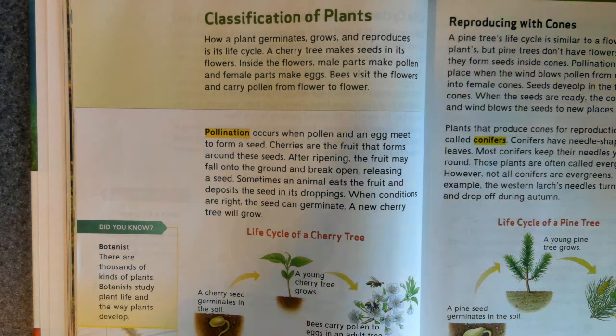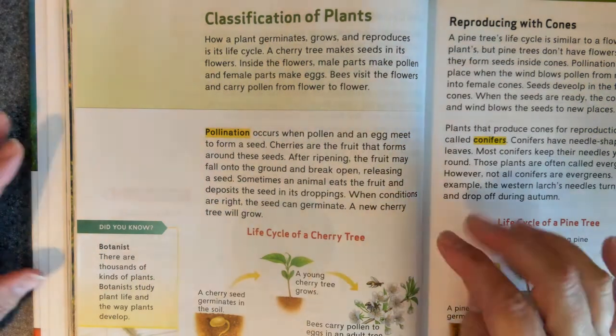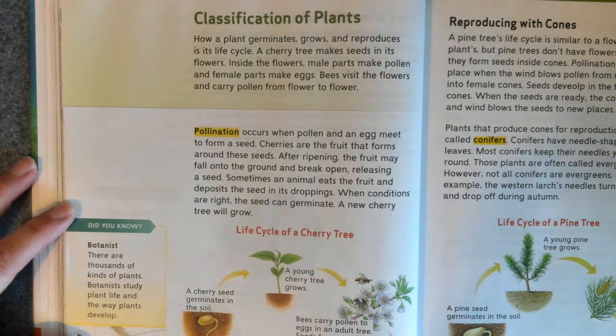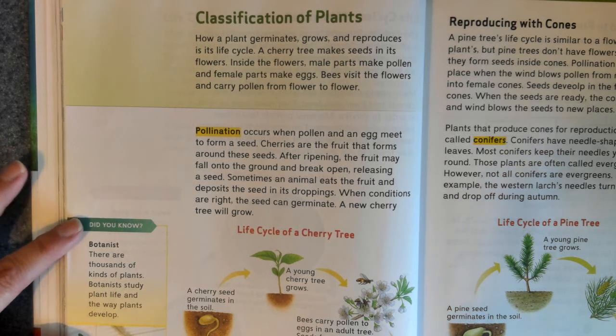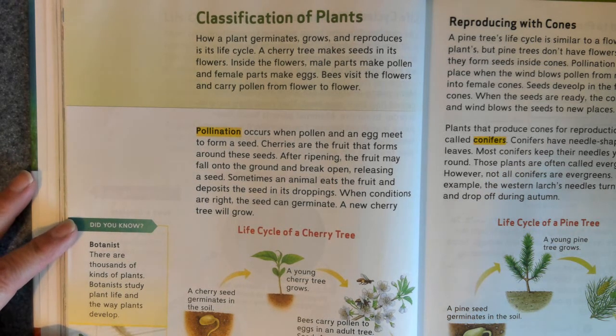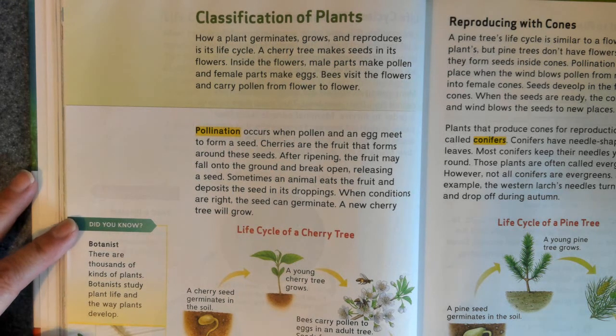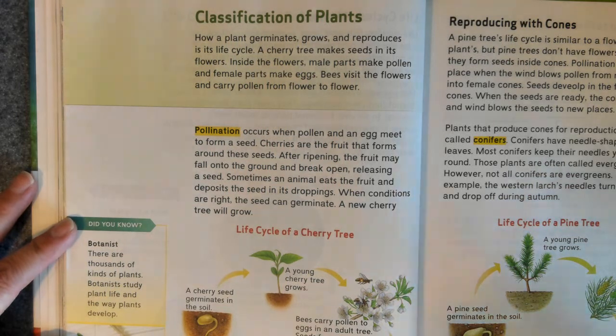We are continuing on with classification of plants. How a plant germinates, grows, and reproduces is its life cycle. A cherry tree makes seeds in its flowers. Inside the flowers, male parts make pollen and female parts make eggs. Bees visit the flowers and carry pollen from flower to flower.